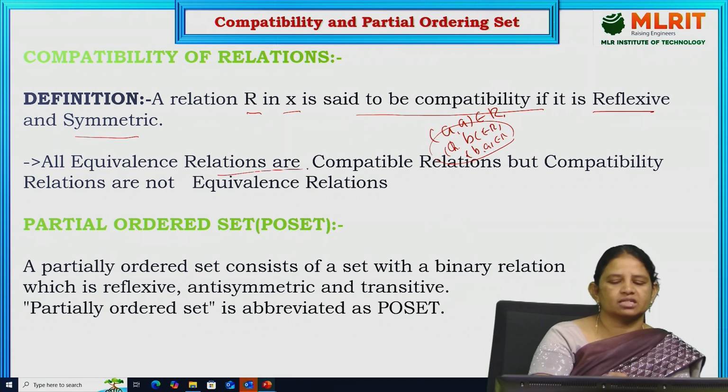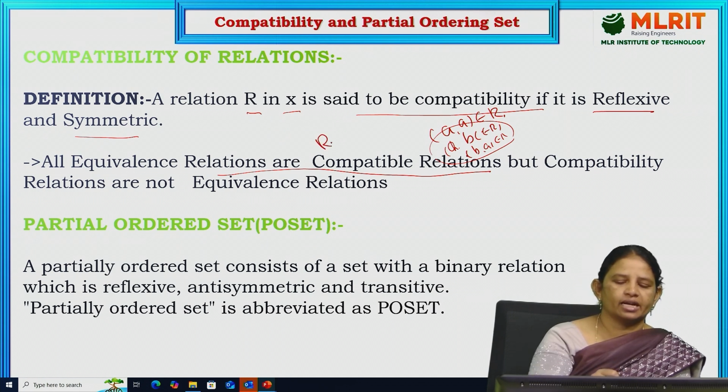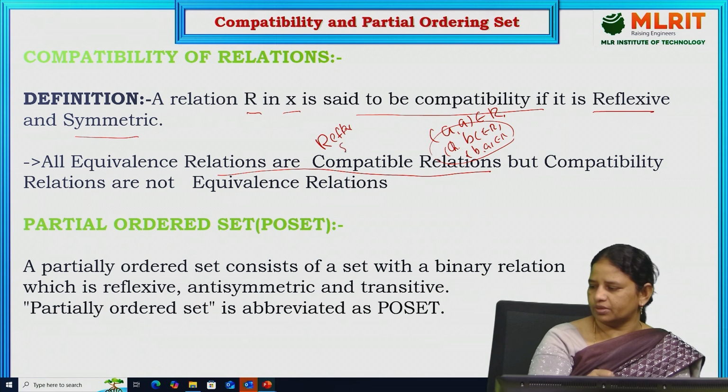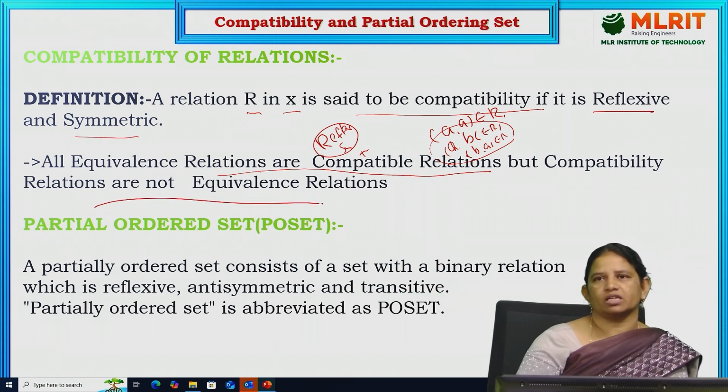All equivalence relations are compatibility relations because equivalence relations are reflexive, symmetric and transitive. But compatibility relations are not equivalence relations, because in the case of compatibility, only two properties are there; the transitive property is not there. That's why compatibility relations are not equivalence relations.